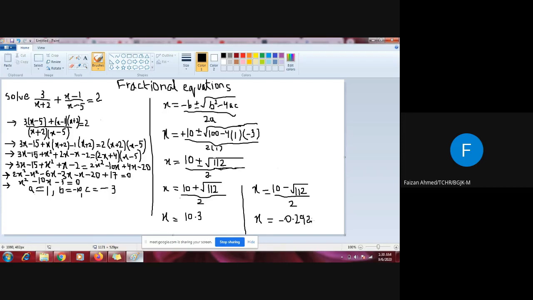So that was all about fractional equations, and we just have to simplify them first, and then these fractional equations turn out to be a quadratic equation. And you can solve a quadratic equation by the quadratic formula, and you just need to memorize the formula. The formula is minus b plus minus square root of b square minus 4ac upon 2a, and you just need to substitute the values of a, b, and c in the formula to get the values of x.